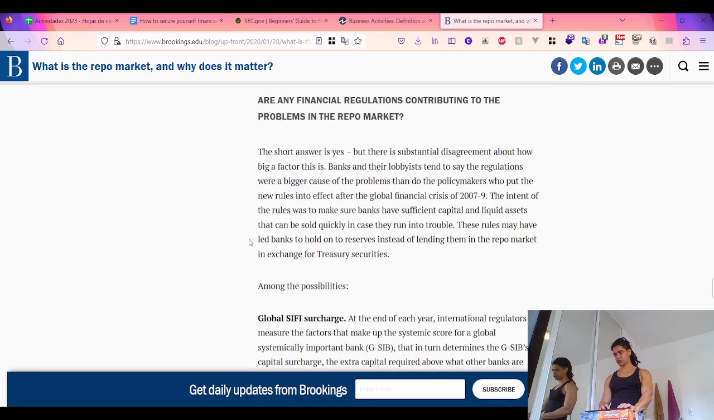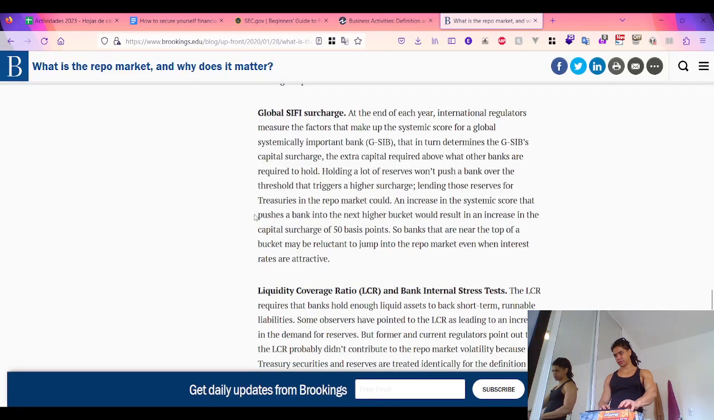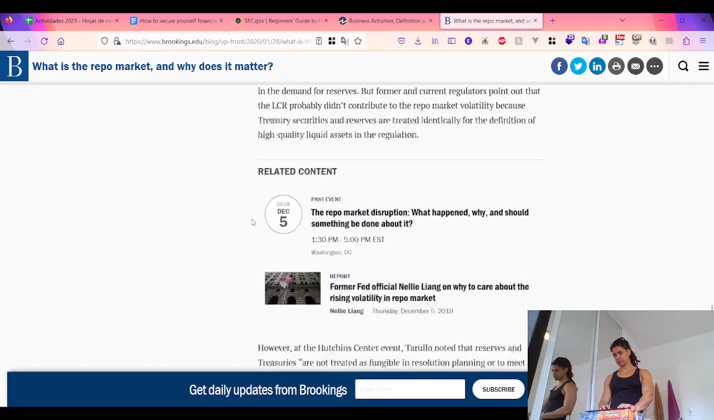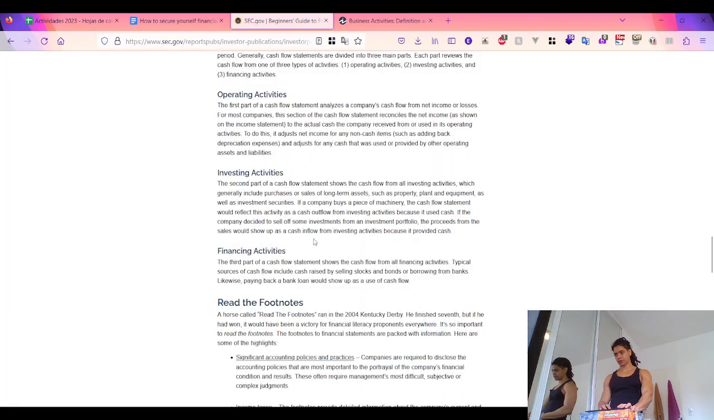Are any financial regulations contributing to the problem in the repo market? Okay, but in any case, they exist, right? Repurchase agreements are very short-term debt issued by, according to Investopedia, governments, right? So they're backed by treasury bills. Okay, so then I look at the operating liabilities.